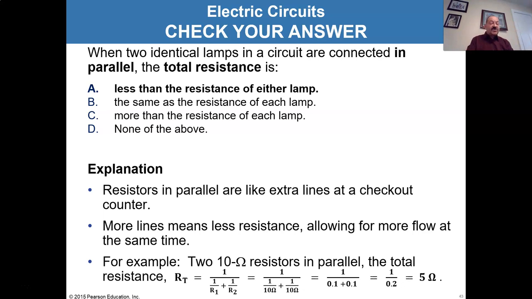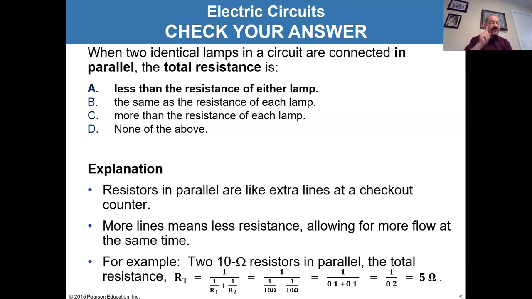And in the case of, say, 2 10-ohm resistors, if you do the math, it's 1 divided by 1 divided by 10 plus 1 divided by 10 ohms. That works out to 1 divided by 0.1 plus 0.1, which is 1 divided by 0.2. That equals 5 ohms. So 2 10-ohm resistors in parallel would behave exactly as if you had one circuit that had a 5-ohm resistor. It made it easier than either one of the 2 pathways.